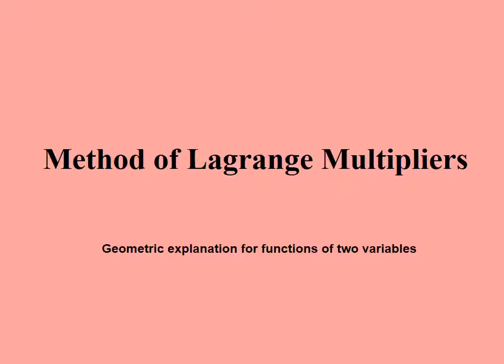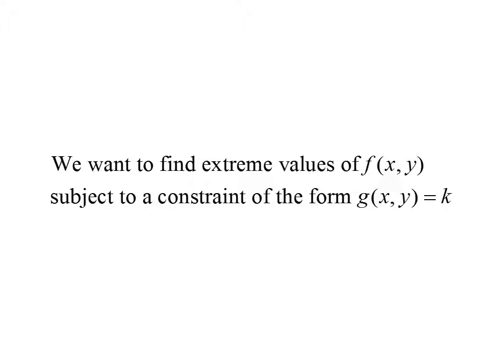So here's the idea behind the method of Lagrange multipliers. We'll use the f to represent the function we're trying to optimize, g to represent the constraint, and notice g is equal to some value.